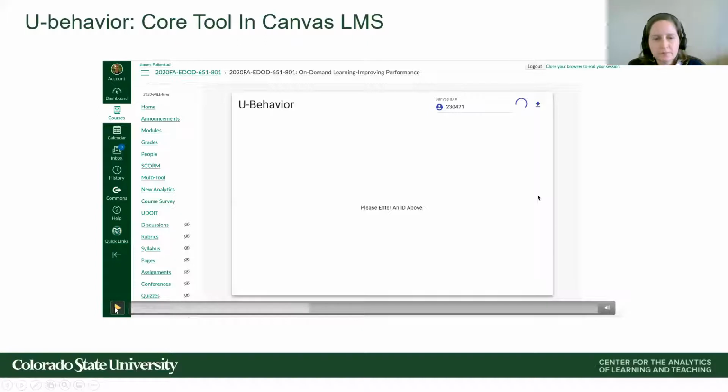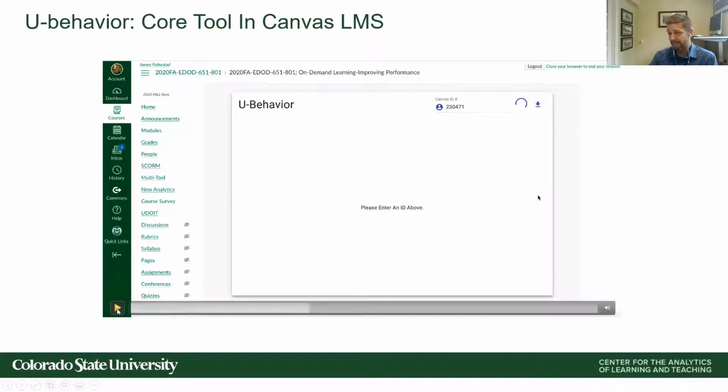But it opens up the graphing application. And then U behavior, this is the core of it. It's creating a visualization that students have access to. Faculty also have access to the visualization, but this is really student facing. It'll open up, and then it's going to go grab the individual student's data, and it's going to graph that in this visualization. I'll talk about the graphs extensively as we move forward through the presentation.